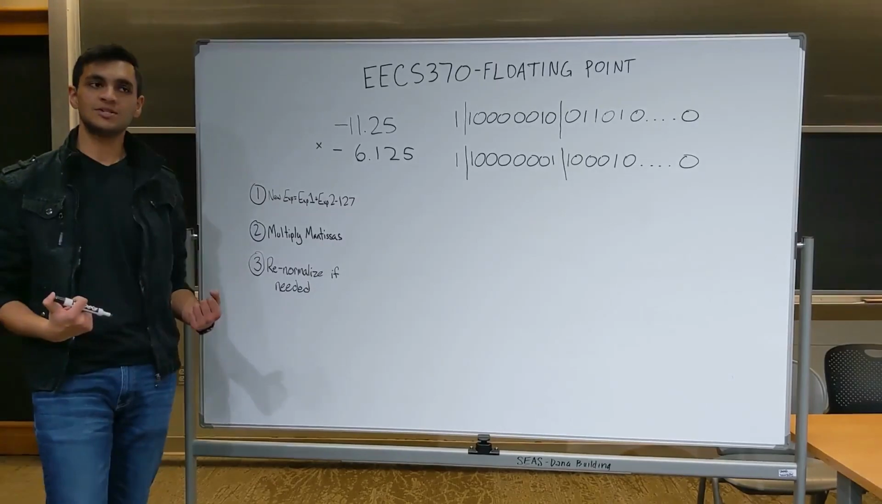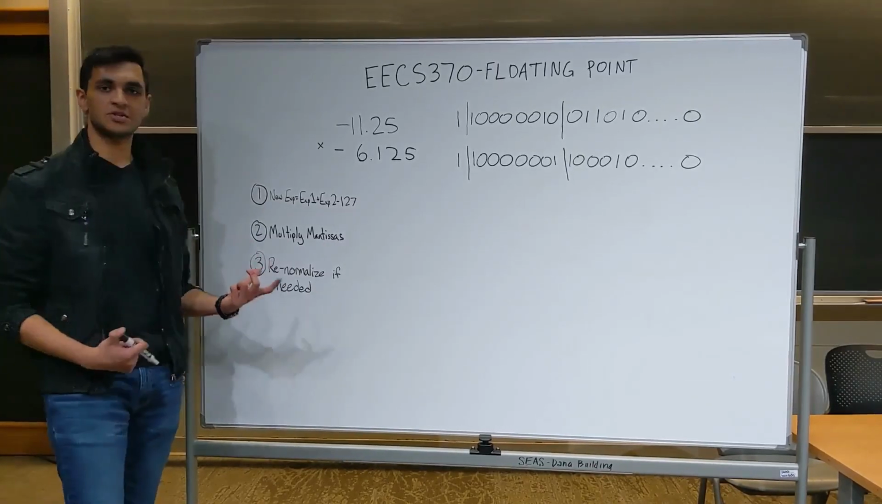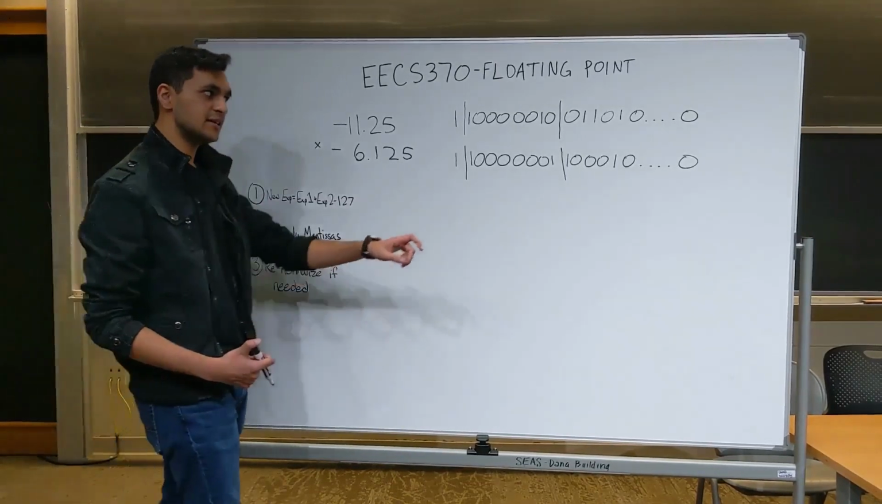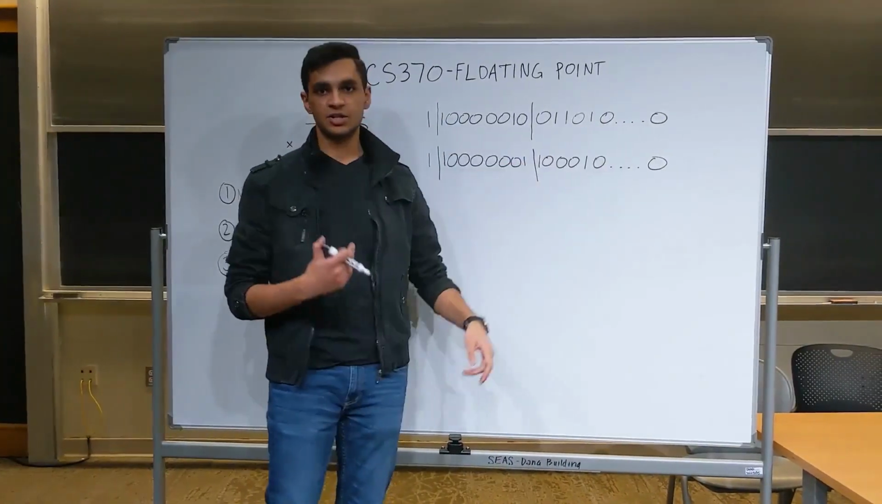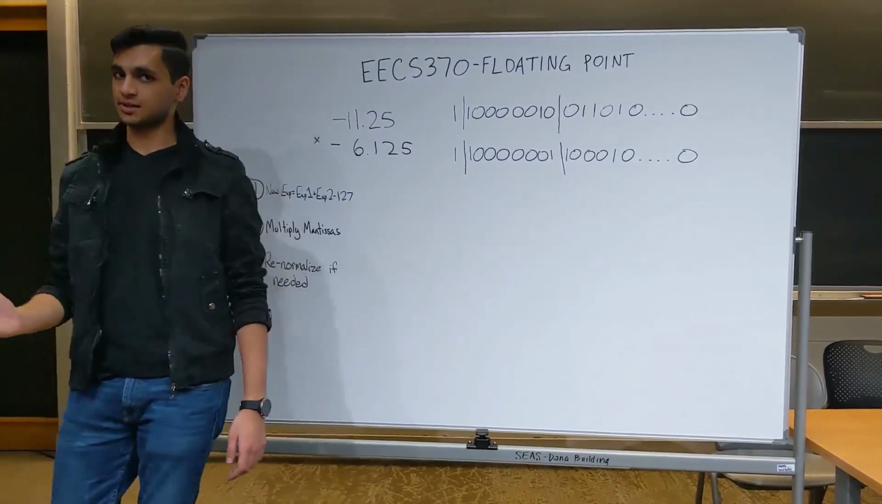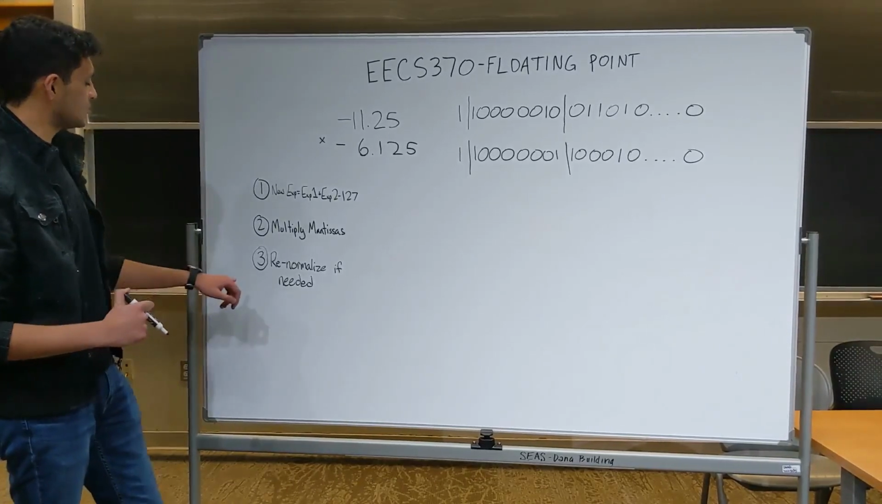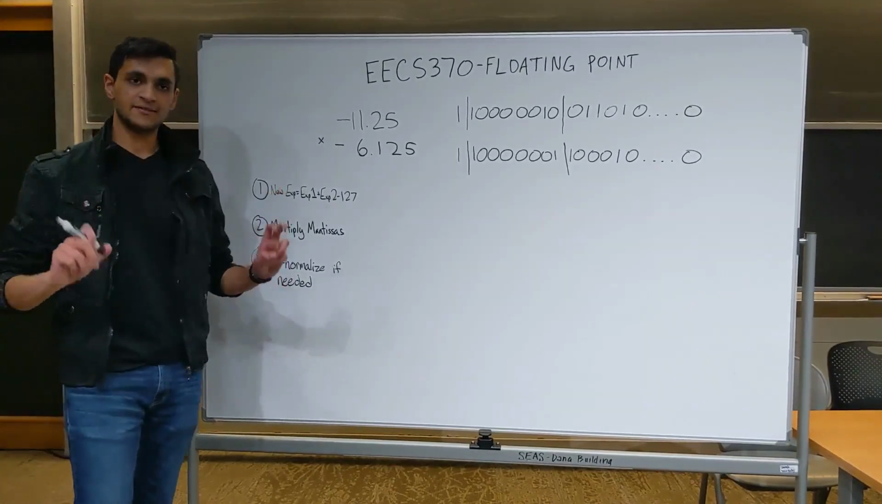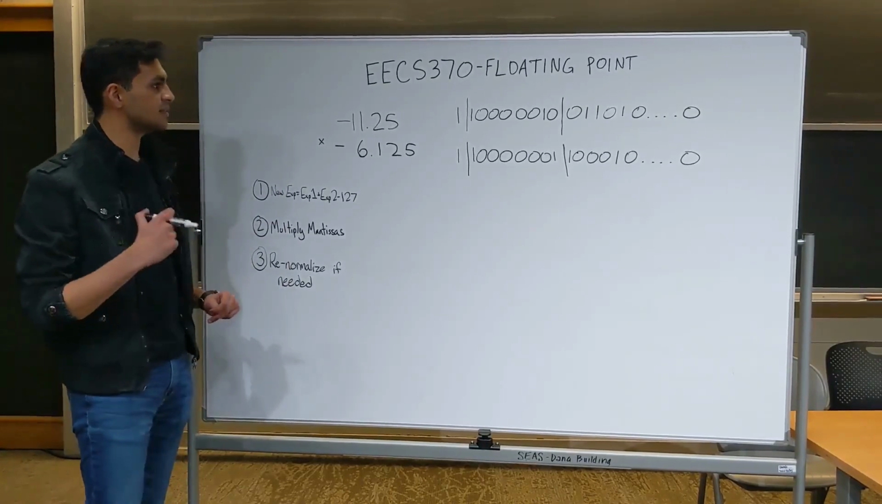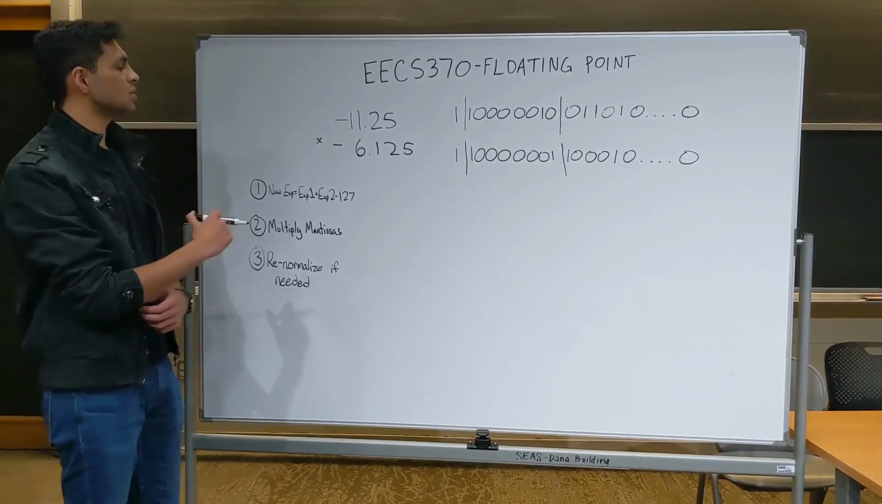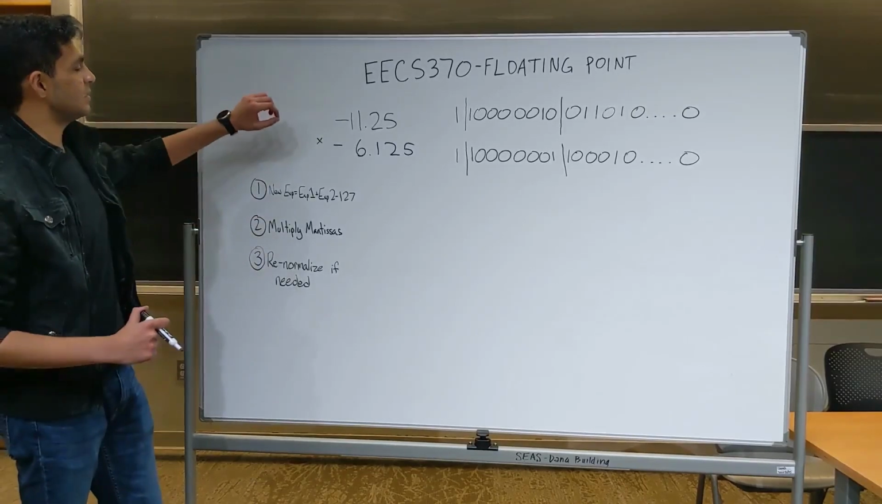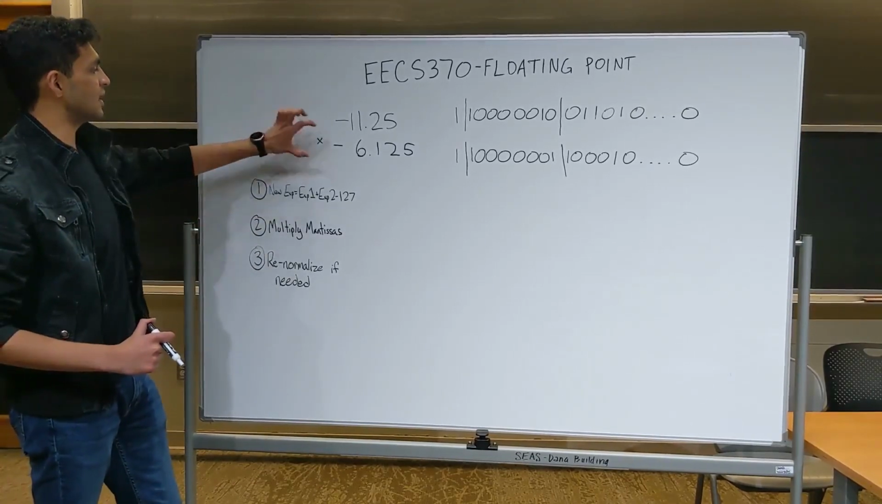The next thing we need to do is actually carry out the multiplication of the mantissas. So we're going to take these values that appear here and just do a normal binary multiplication like we've done with project 1M. Then finally, we have the step where we need to re-normalize if necessary, and I'll get to that in a second. So in this example, we want to multiply negative 11.25 with negative 6.125.